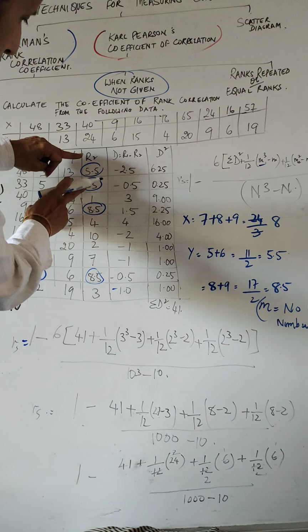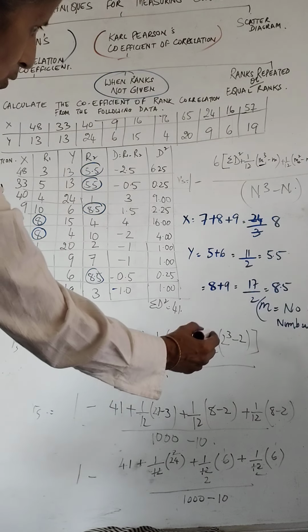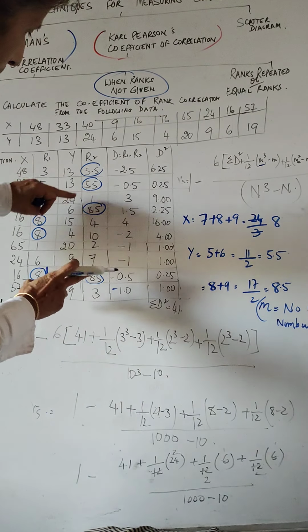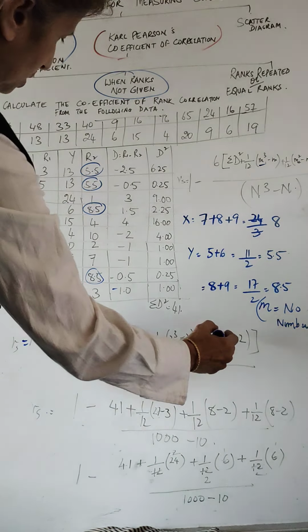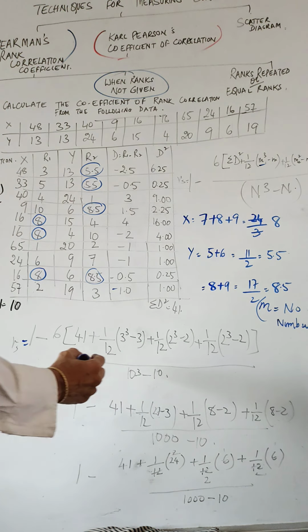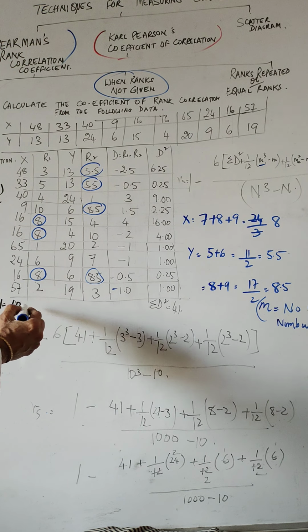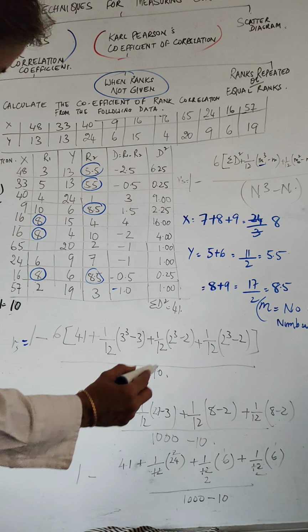How many times it has repeated? Twice. So 2 cube minus 2 plus 1 by 12. Again, how many times? There has been a pair, that is 2 cube minus 2, and divided by n cube minus n, that is 10 cube minus 10.